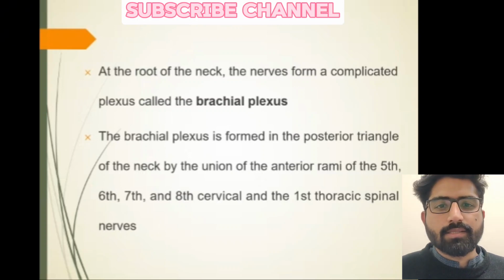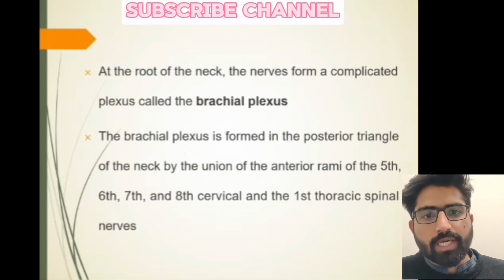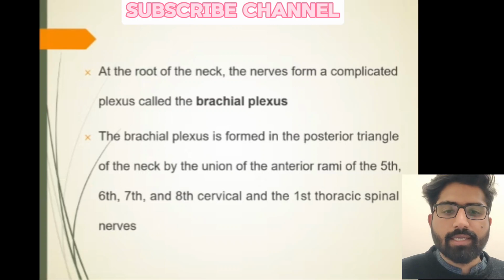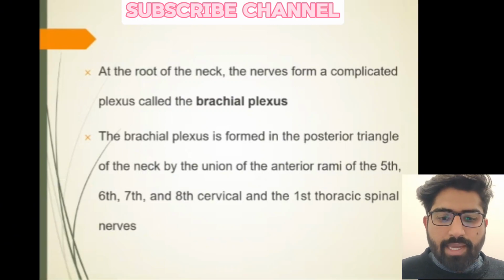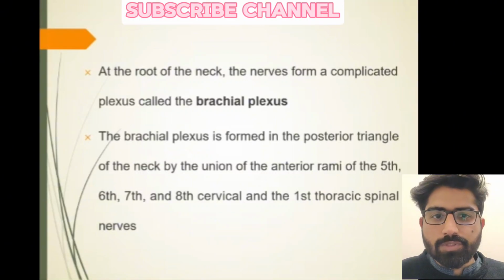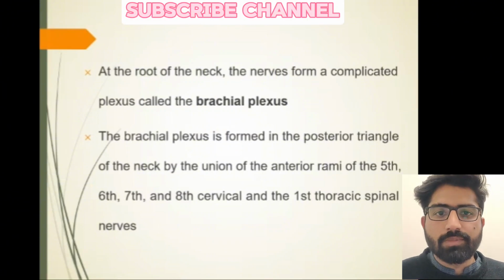The brachial plexus is actually formed in the posterior triangle of the neck by the union of the anterior rami of the 5th, 6th, 7th, and 8th cervical and the first thoracic spinal nerves. As these nerve roots have two rami, meaning the anterior and posterior rami, in the brachial plexus the anterior rami of these nerve roots actually unite, meaning combine, to form the brachial plexus.